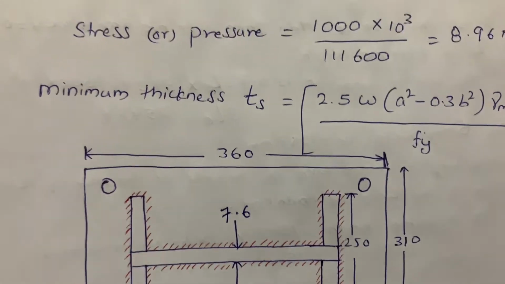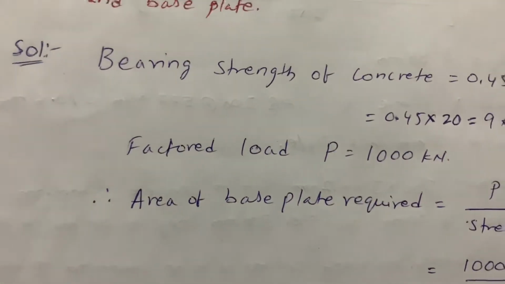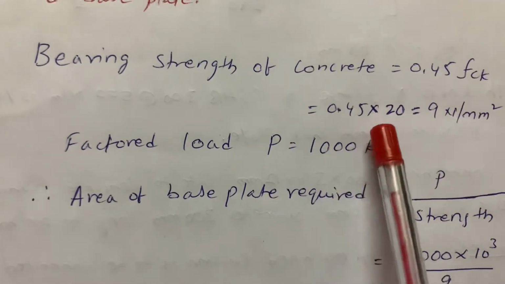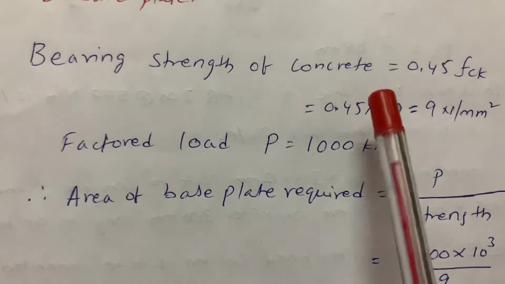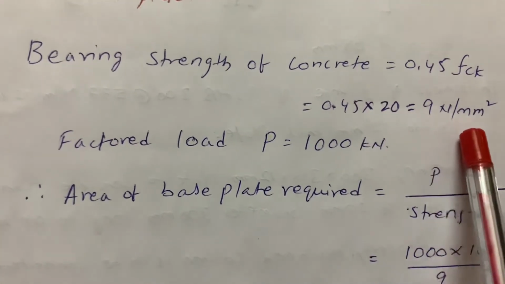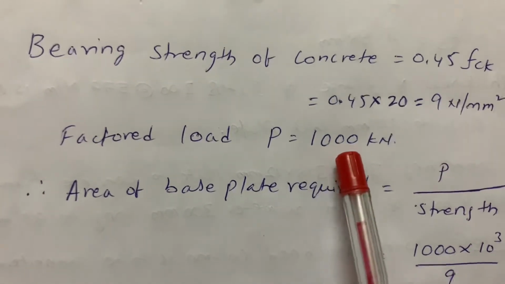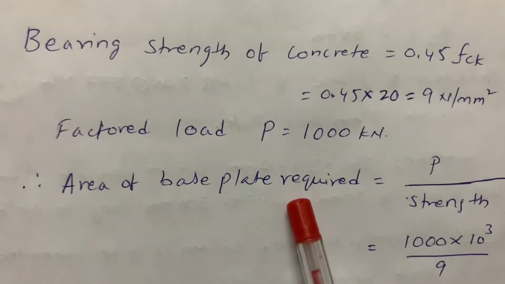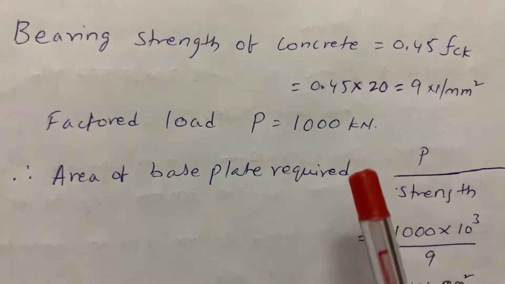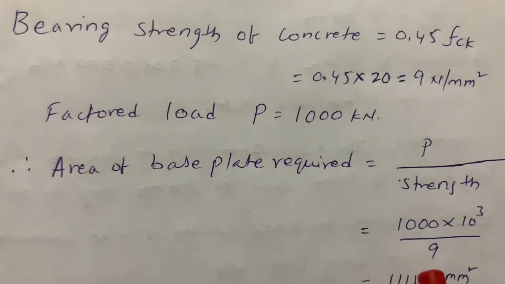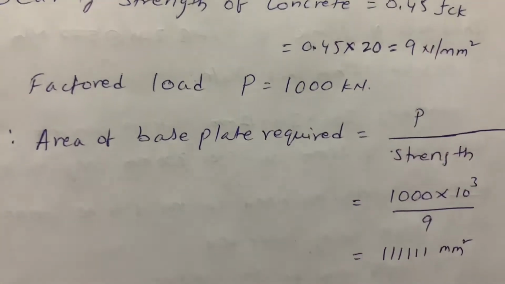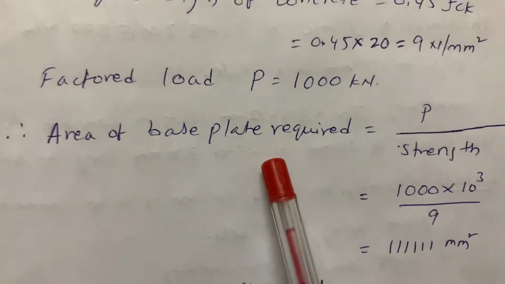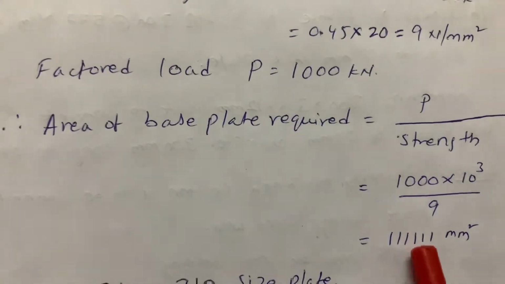So for that, first we need to calculate the bearing strength of the concrete, that is 0.45 fck. We know that. So 0.45 into fck, which is 20 for the concrete, gives 9 Newton per mm square. So the given load is 1000 kilonewtons, and we need to calculate the required area of the base plate, that is P by bearing strength. So P value is 1000, and the strength is 9, so I got 111111 mm square. So the required base plate area is 111111 mm square.